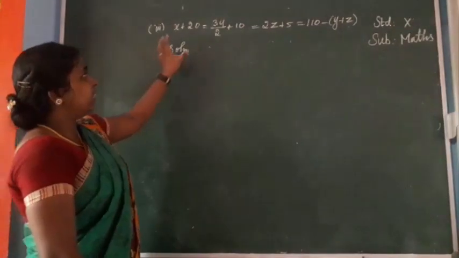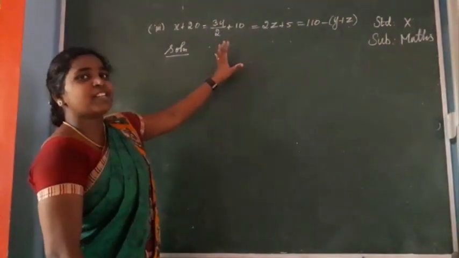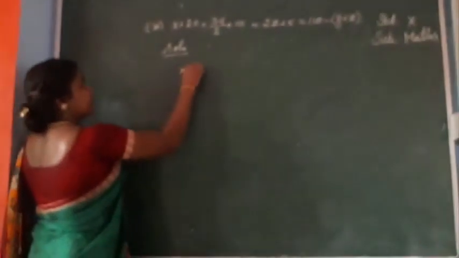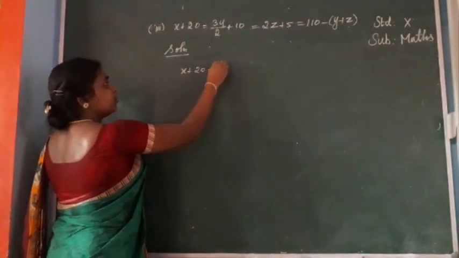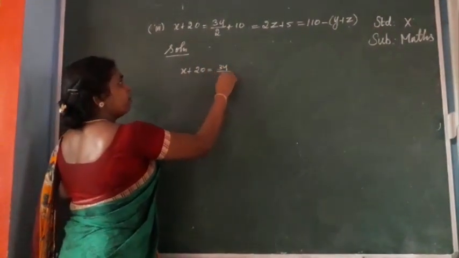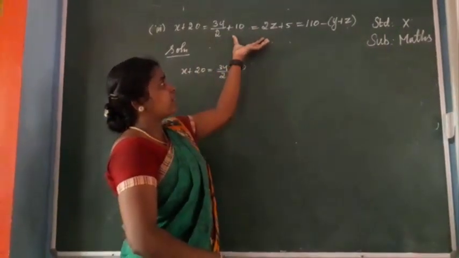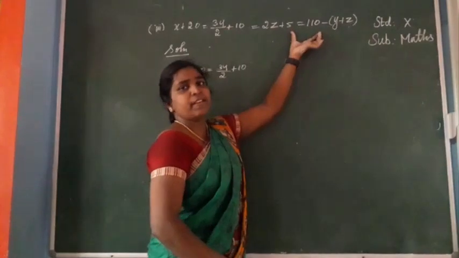It's somewhat different, isn't it? So you see the method. First, all the values are equal, like that, all the given expressions are equal. First I am going to take the first two equations. So what is the equation? x plus 1c equal to 3y by 2 plus 10. Next I will take the next two equations, and then another two equations.